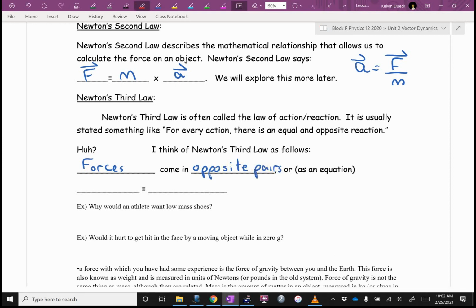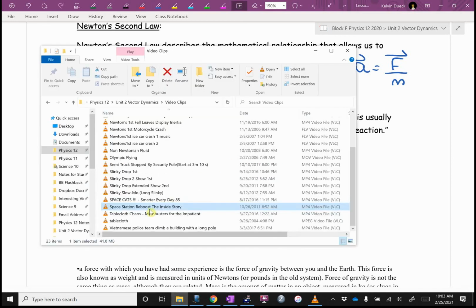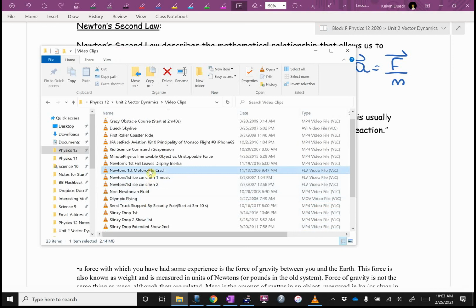Or as an equation, the force of object A on object B is the same as negative the force of object B on object A. If I push Diego 10 newtons south, Diego has to be pushing back on me 10 newtons north. Forces come in pairs. And I'll feel that through my hands when I push you. Okay. Nice example of Newton's third law. And a little bit of Newton's first.